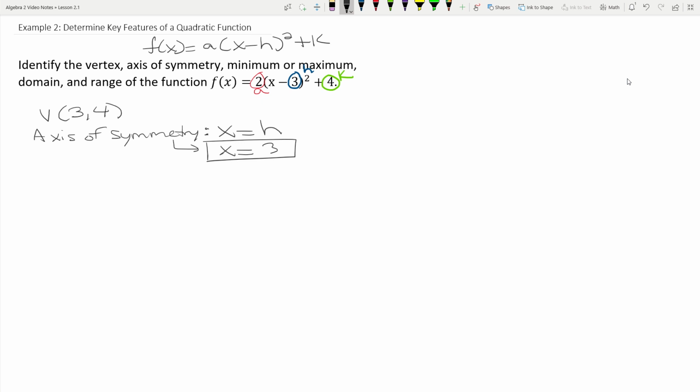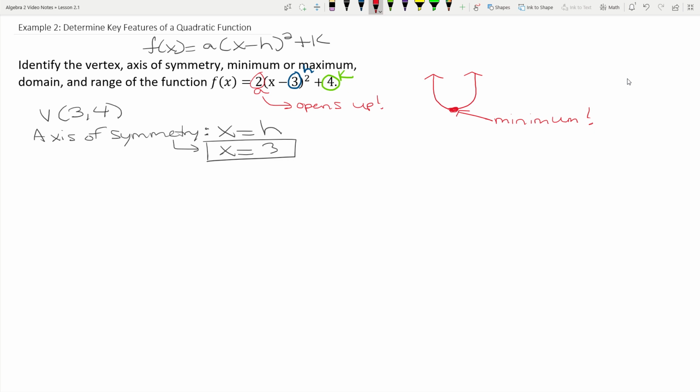So now let's do the minimum or maximum. We know that from the a value, the graph opens up since it's positive. So that means the graph looks like this, right? Since the graph opens up, that means our vertex is here, and this is our minimum. So that means our minimum is that vertex.